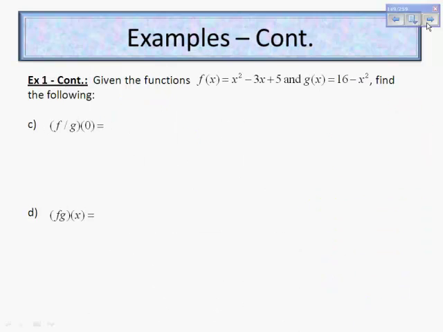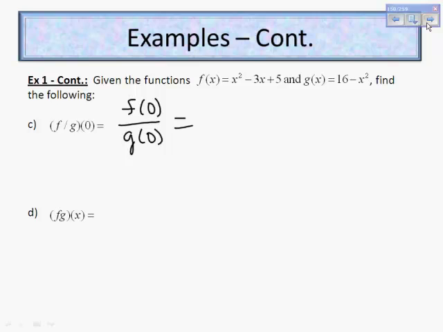All right. Now, same two functions. F of x is x squared minus 3x plus 5, and g of x is 16 minus x squared. F divided by g of 0, if I use my notation, is f of 0 divided by g of 0, if I use my definition that we talked about back on the first slide, 7.4. And then I can come in here and find out what f of 0 is, and what g of 0 is.